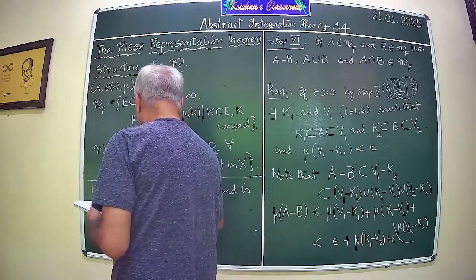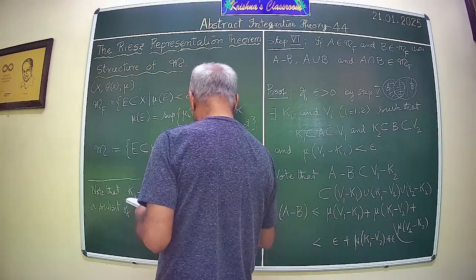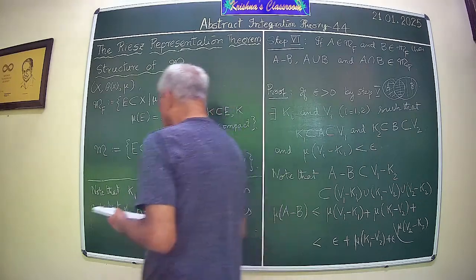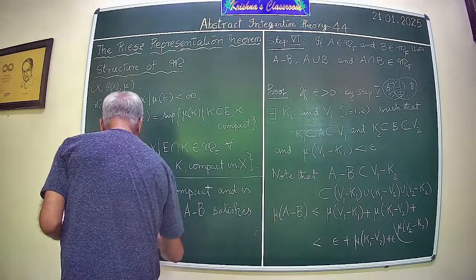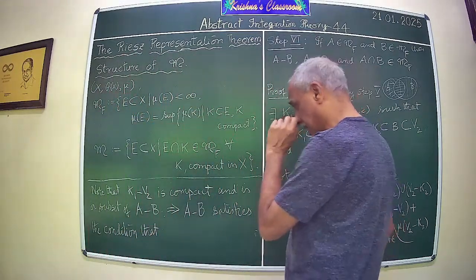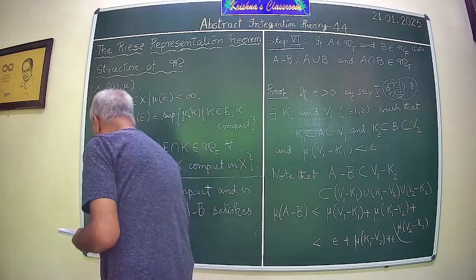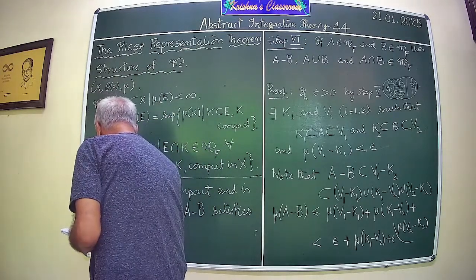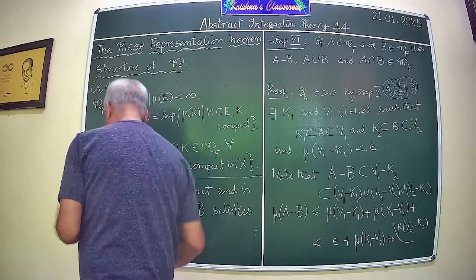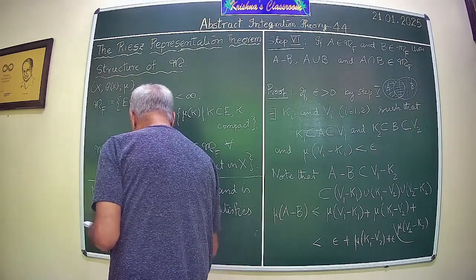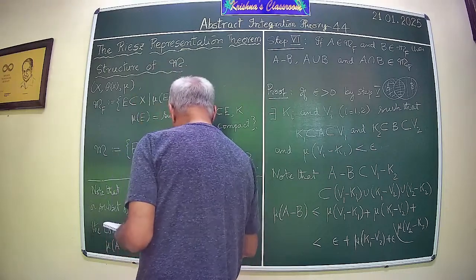Which implies A minus B satisfies the condition, since this is a compact subset of A minus B, that mu of A minus B equals the supremum of mu of K, K contained in A minus B, K compact.